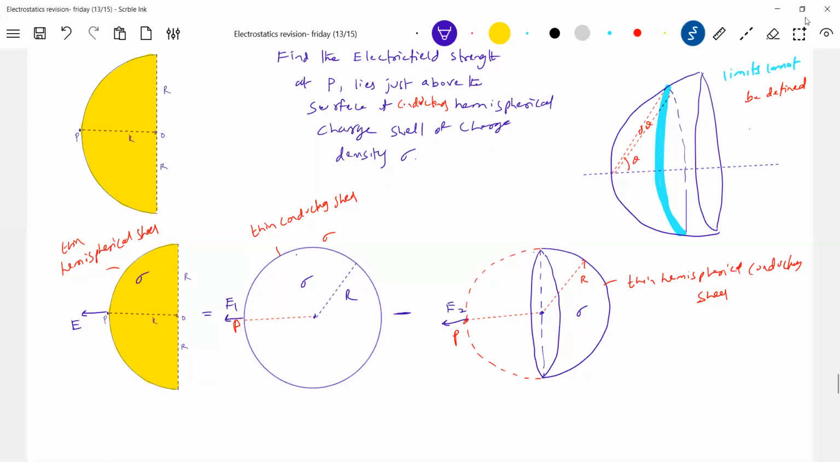Do we know E1? Yes, E1 we are very sure. Somehow, we should calculate E2. Getting the idea? So E1 minus E2. What is our entire discussion now? E1 minus E2. And we are very sure about E1.